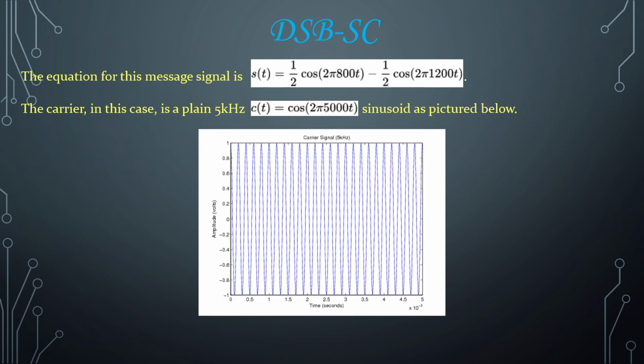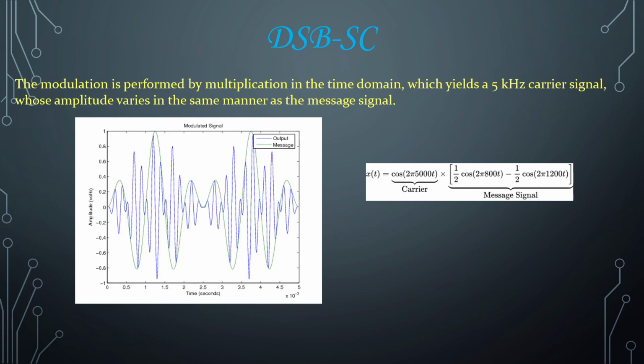The equation for the message signal is s(t) = ½ cos 2π800t − ½ cos 2π1200t. The carrier is a plain 5 kHz sinusoid, c(t) = cos 2π5000t, as pictured below. The modulation is performed by multiplication in the time domain, which yields a 5 kHz carrier signal whose amplitude varies in the same manner as the message signal.